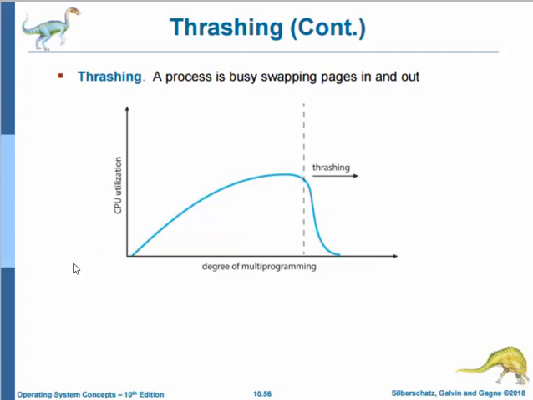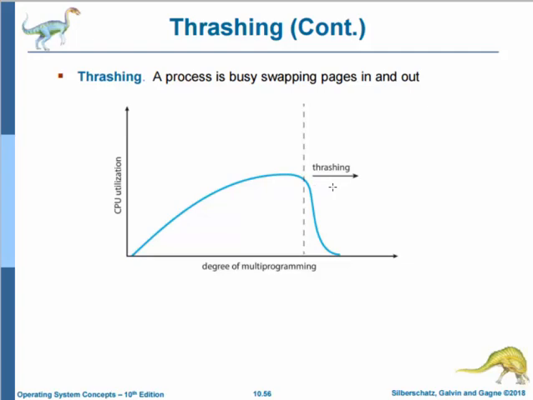If the CPU utilization is too low, we try to increase the degree of multiprogramming by introducing a new process to the system. A global page replacement algorithm is used, wherein it replaces pages without regard to the process to which they belong. Now, suppose that a process enters a new phase in its execution and needs more frames. It starts faulting and taking frames away from other processes. These processes need those pages, so they also fault, taking frames from other processes. And these faulting processes must use the paging device to swap pages in and out.